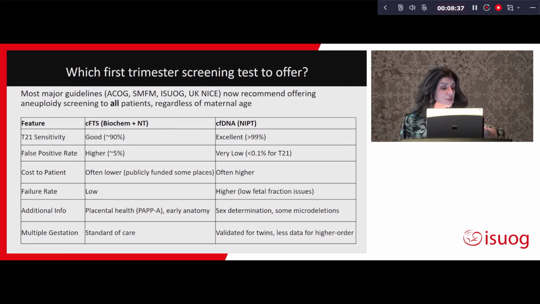So which first trimester screening test should you do? Well, obviously NIPT is a very good test, and it's very excellent at detection, and it has a very low false positive rate. But it is expensive, and it depends on the resources of your individual patient or the healthcare system you're working in. There are also higher failure rates of NIPT, and you don't get the additional information you would get from the serum screening if you did the combined first trimester screening.